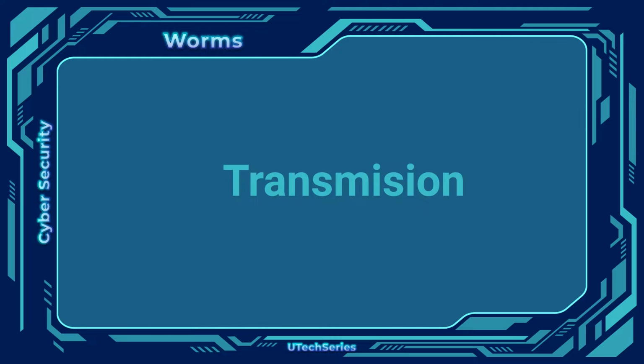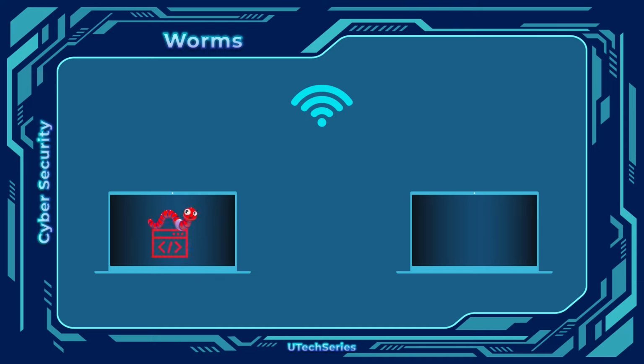Transmission. Worms typically spread through network connections, exploiting security flaws in operating systems, applications, or network protocols. They can rapidly infect a large number of systems by scanning for vulnerable computers.